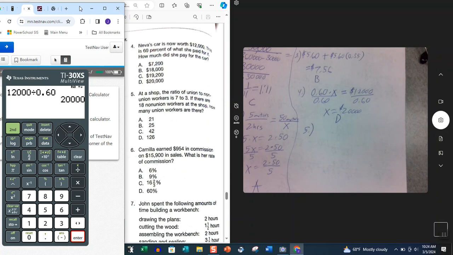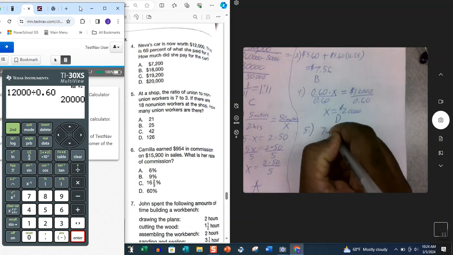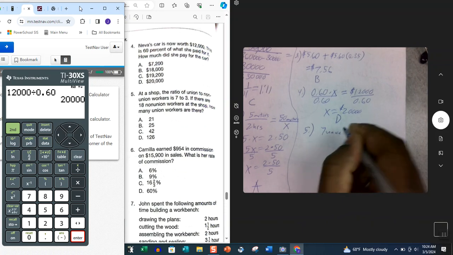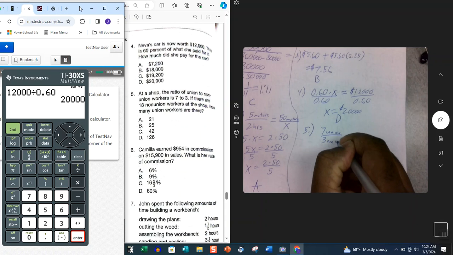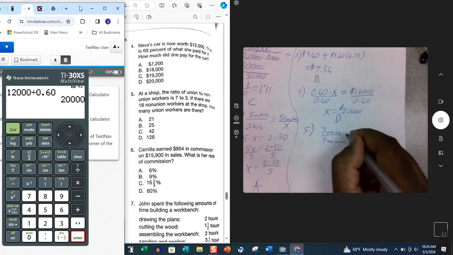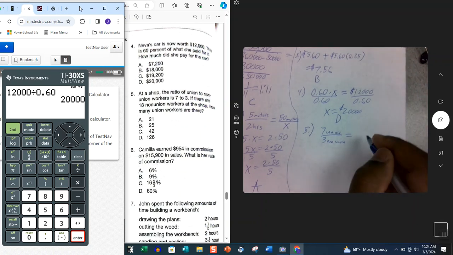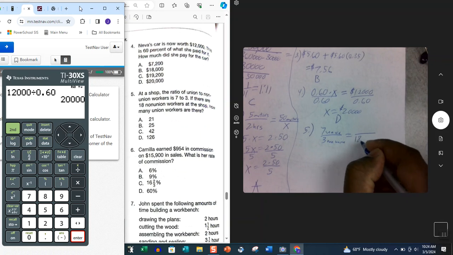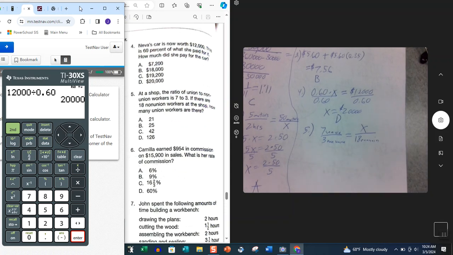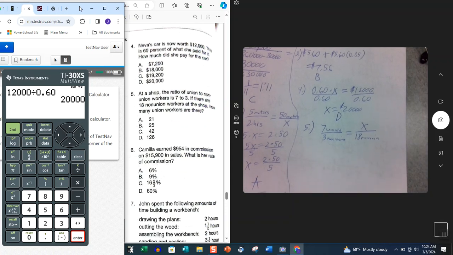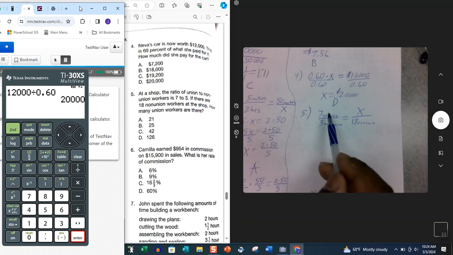So it says union to non-union is 7 union all over 3 non-union. So now they tell us that it's 18 non-union. Because remember, non-union and non-union and union must match up. Okay, so now we cross multiply.